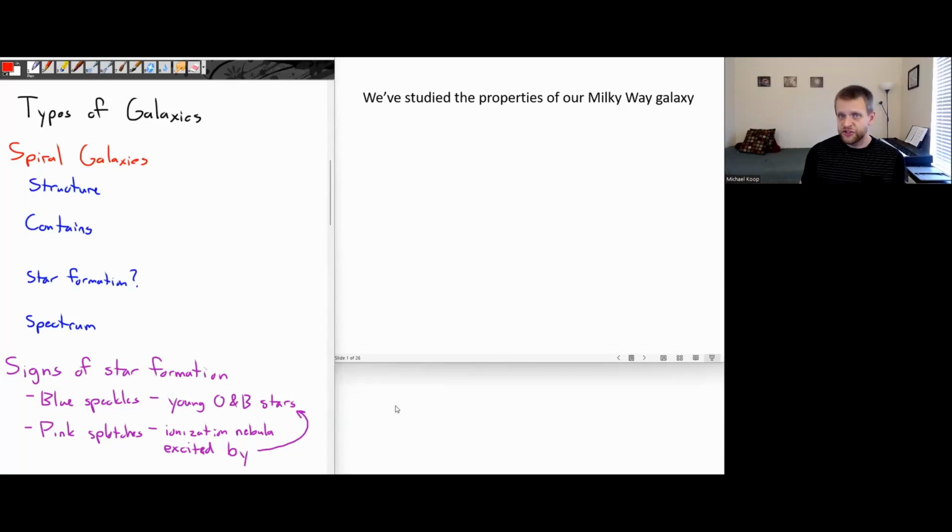So in previous sessions, we've looked at the properties of our Milky Way galaxy. We know it's a spiral galaxy. We've talked about the bulge, the disk, and the halo as the different structural parts of our galaxy. But ours is one of many billions and billions of galaxies. So we probably don't want to base our entire understanding of galaxies on a sample size of one.